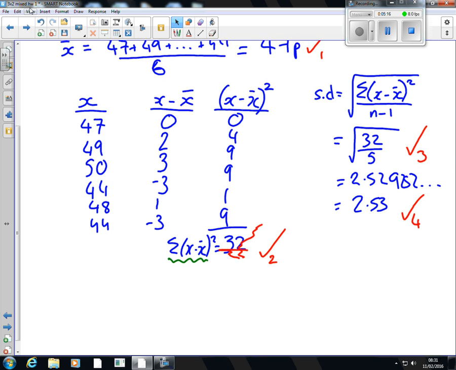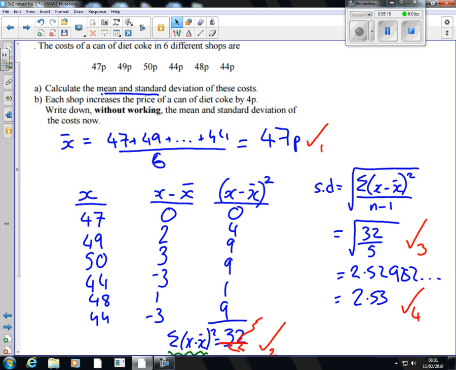Okay, now looking back to B. I'll just do B up here. Each shop increases the price of a can of Diet Coke by 4 pence. Write down without working the mean and standard deviation of the cost now. So for part B, X bar 2, what is going on here?